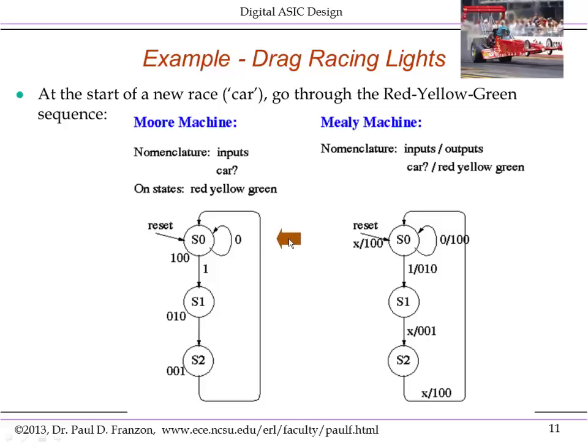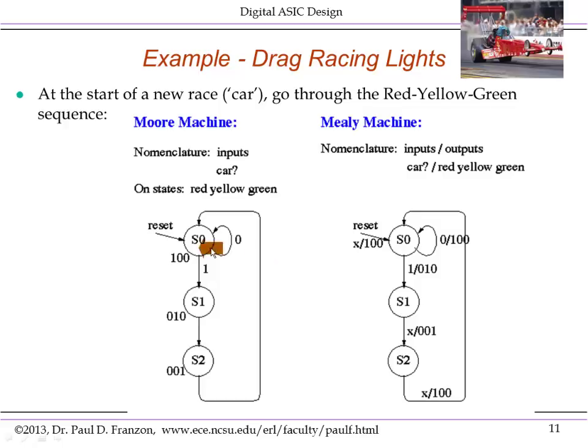Here's the Moore machine on the left. You recall the outputs are associated uniquely with the state. The outputs here are the lights themselves, red, yellow and green. So in state S0 we're red, S1 yellow, S2 green. The inputs are associated with potential branches in a finite state machine. Of course, what a finite state machine allows you to do is go through a set of states in a controlled fashion, but in many different fashions depending on what the inputs actually are.